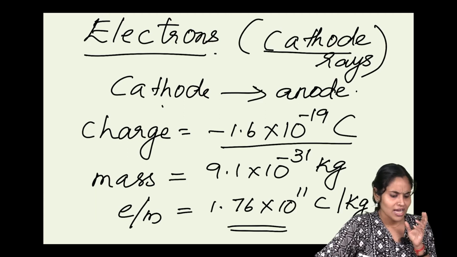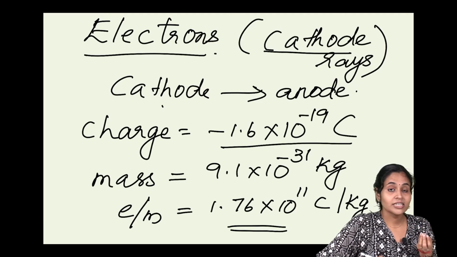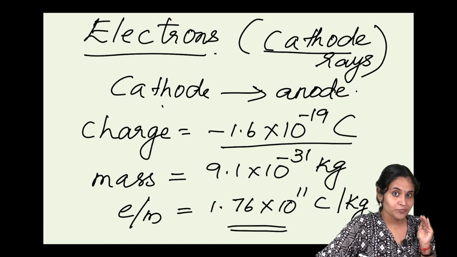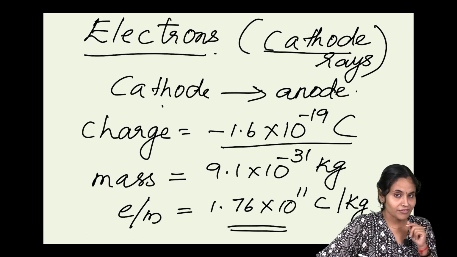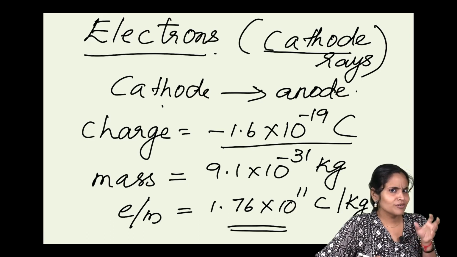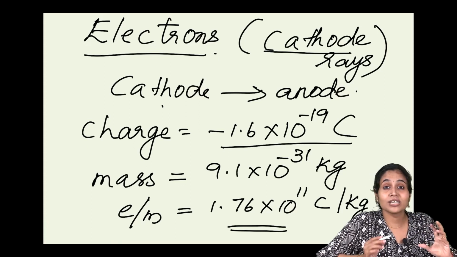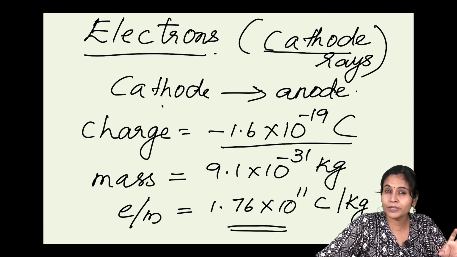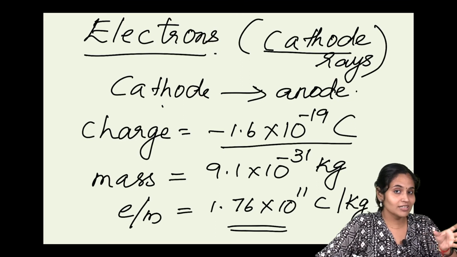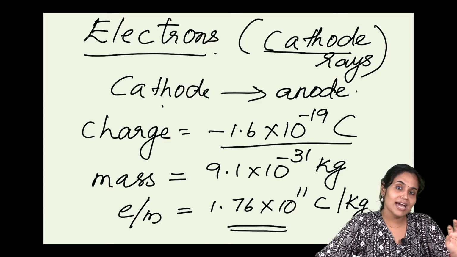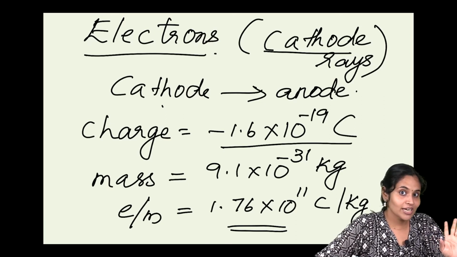As these are charged particles, they will be deflected by electric and magnetic fields, correct? The cathode rays are deflected by electric and magnetic fields. And when they fall on fluorescent or phosphorescent substances, they will produce a glow. So all these are properties of cathode rays or electrons. Okay, you have to learn the values definitely, and these simple points also about cathode rays.